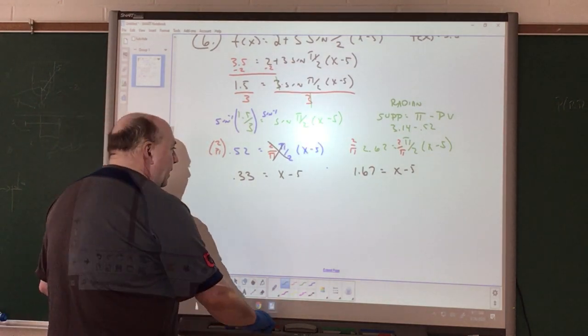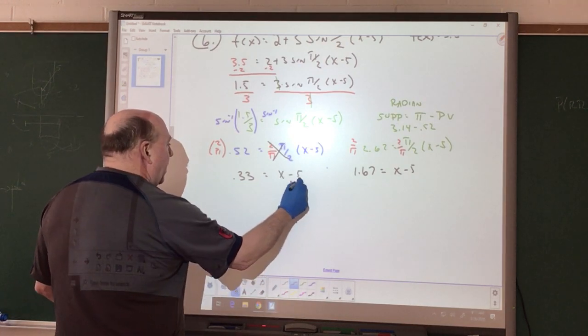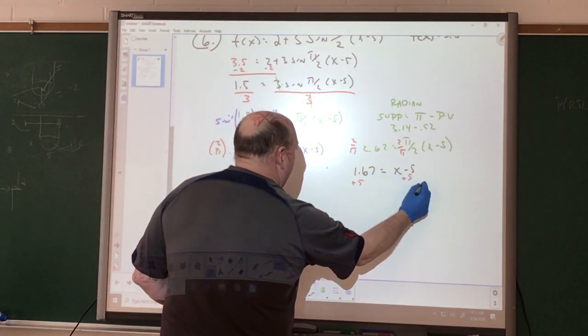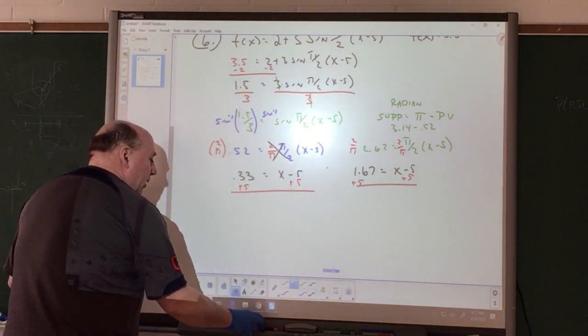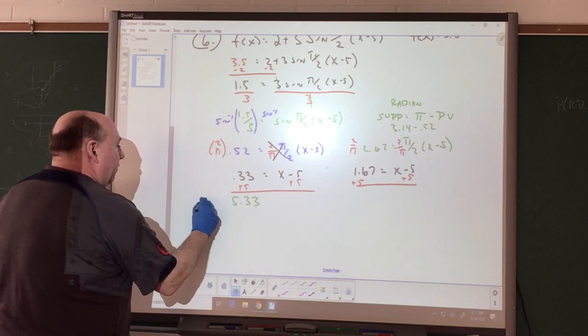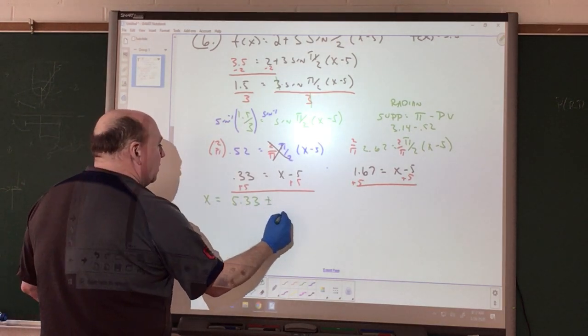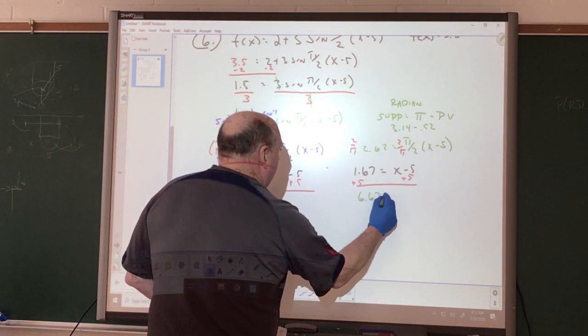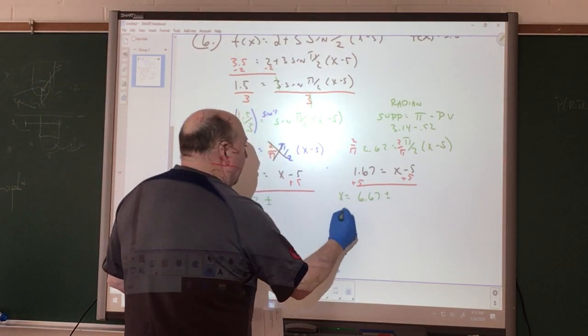And our last step is to get rid of the subtraction by 5, so we're going to add 5 to each side. So we have 5.33 plus or minus the period n, and over here 6.67 plus or minus the period n.